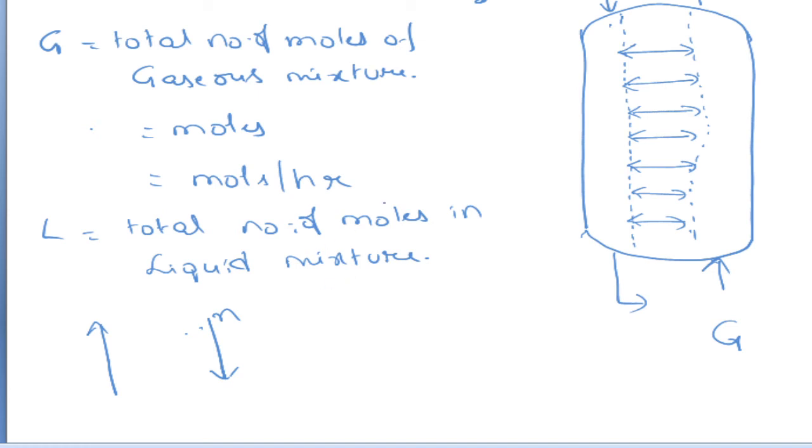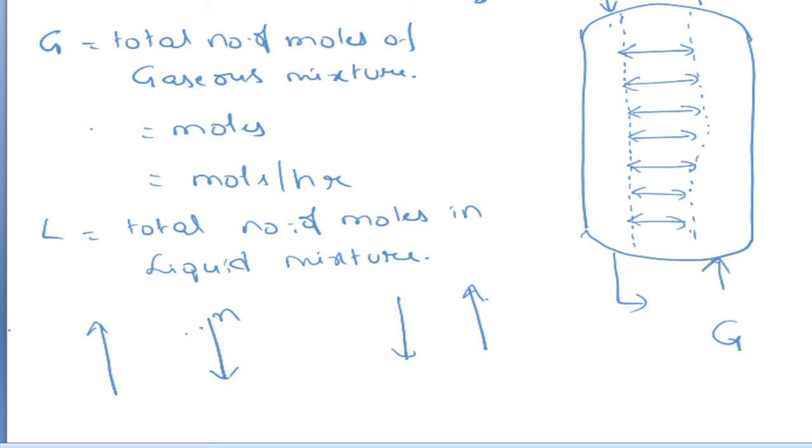But if you see the liquid phase, as it flows from top to bottom, the number of moles in the liquid phase increases, because solute moles are being added to the liquid. That means it is absorbing solute, that means it is extracting. There is an addition of extra moles, which is nothing but moles of solute from the gaseous phase. Because of that, the liquid phase moles continuously increase.